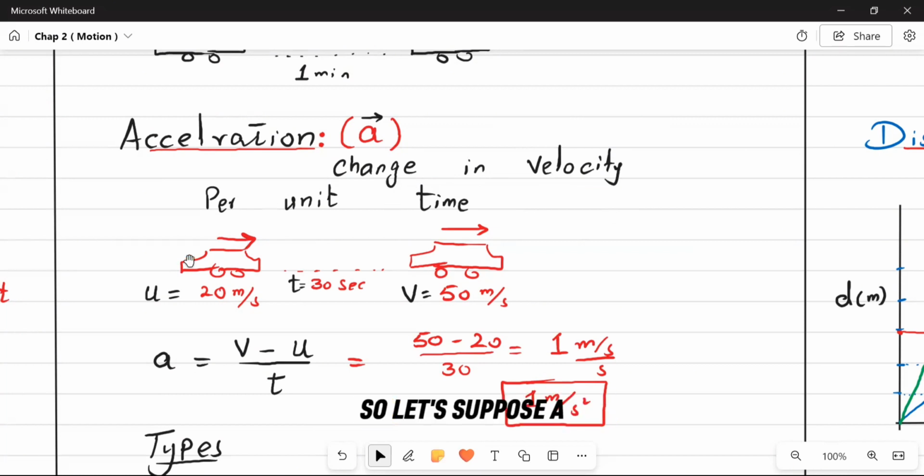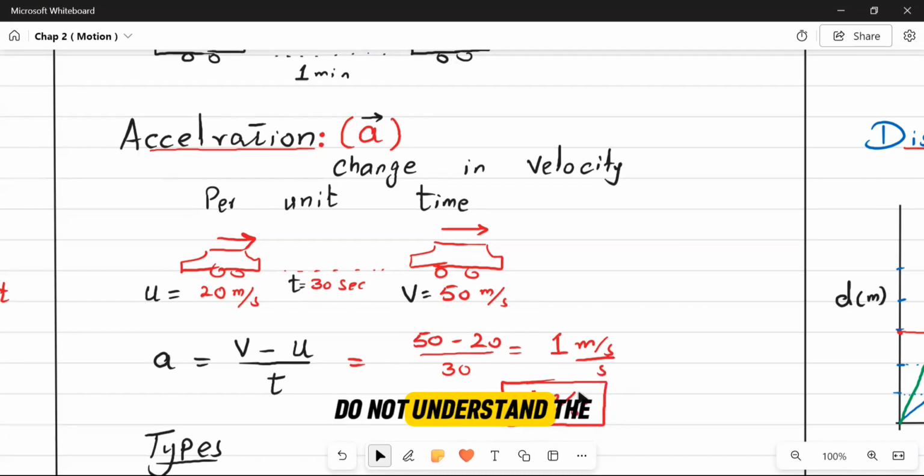Understand? So let's suppose a car is moving, and initially you have noted its speed is 20 meter per second. After 30 seconds, it achieves 50 meter per second. So in total how much is the change in the speed? 50 minus 20 means 30 meter per second, in 30 seconds, half a minute. So you can calculate the acceleration by using a is equal to v minus u over t, where a is acceleration, v is the final velocity, u is the initial velocity, divided by time. So you know that the change in speed is 30 meter per second. So 30 over 30 is 1 meter per second square.